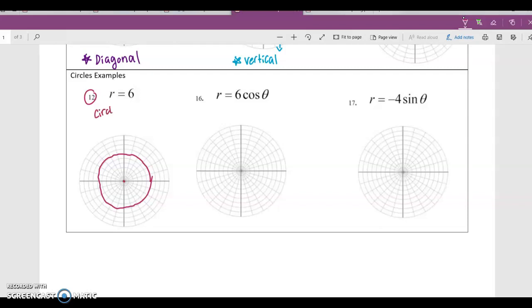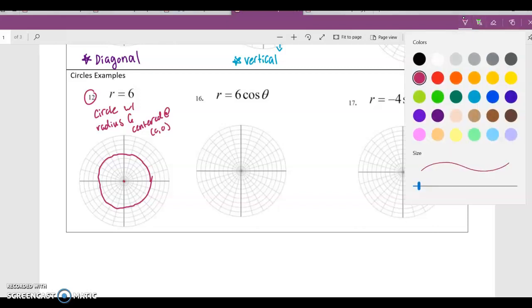Circle with radius 6, centered at 0, 0. All right, now we move on to the more fun ones.